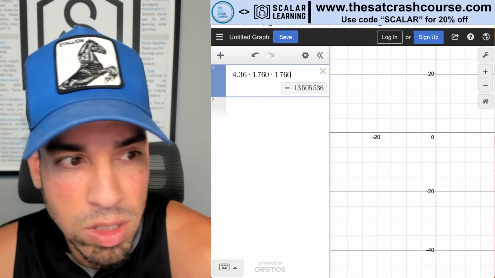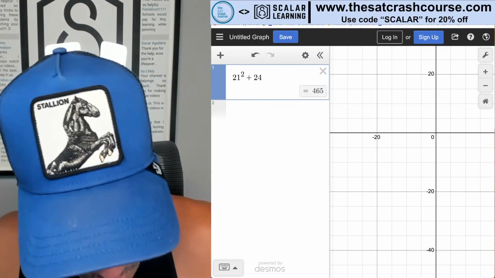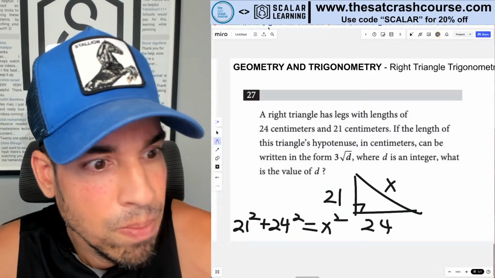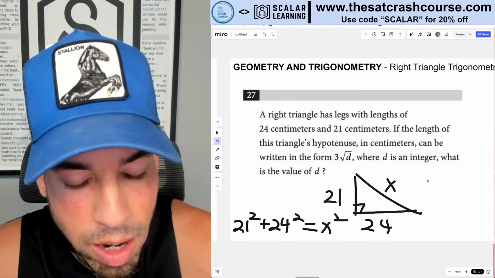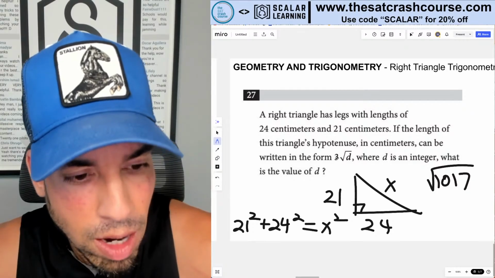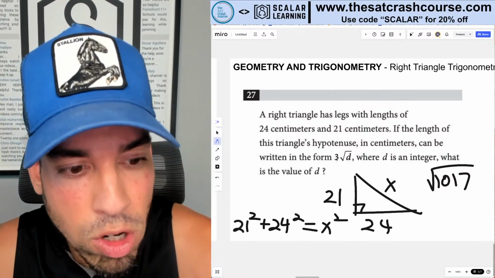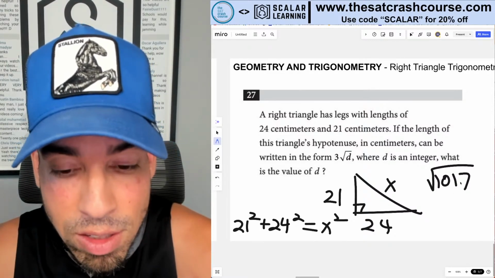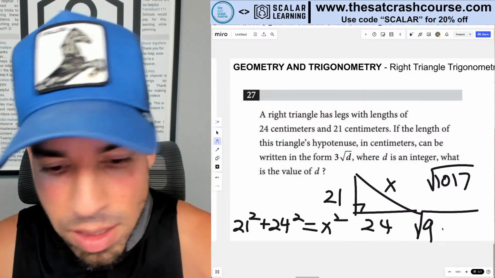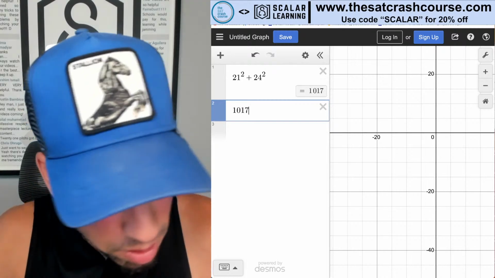So what is that? Let's use Desmos. 21 squared plus 24 squared, and we get 1,017. But that's x squared, so x would be the square root of 1,017. Well, wait a minute. I don't see a 3 in front of this. I see 1,017. That means we have to simplify. In order to pull a 3 out, I need to separate. I'm hoping that 9 is a factor of this, but it's got to be, right? If it's not, then this problem is not possible. So again, let's use Desmos and hope that this is the case.